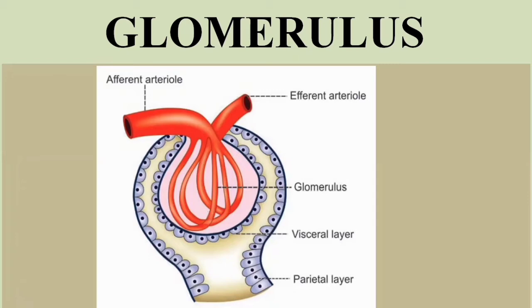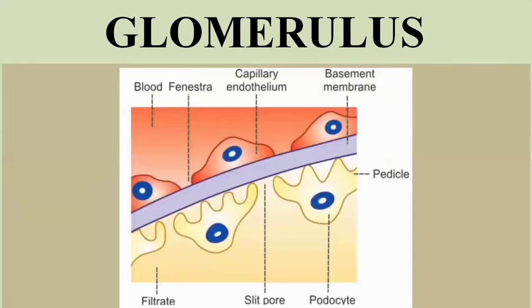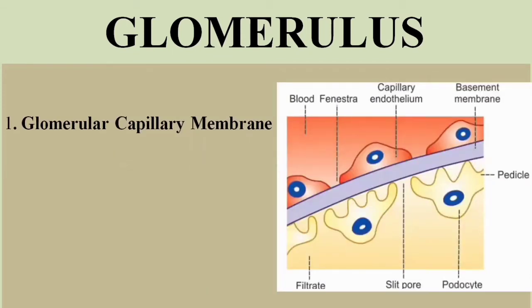So the glomerulus structure, how does it look? The glomerulus is basically the tuft of tiny capillaries. These capillary walls are made up of two layers. They have two linings, as the function of the glomerulus is the filtration of the blood. So these two layers we can call the filtration membranes, because the main function is the filtration of blood. The first membrane of the glomerulus is the glomerular capillary membrane.